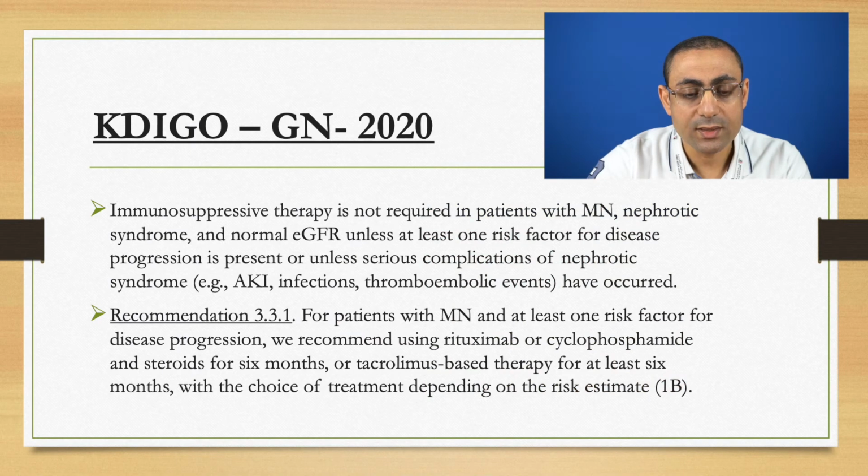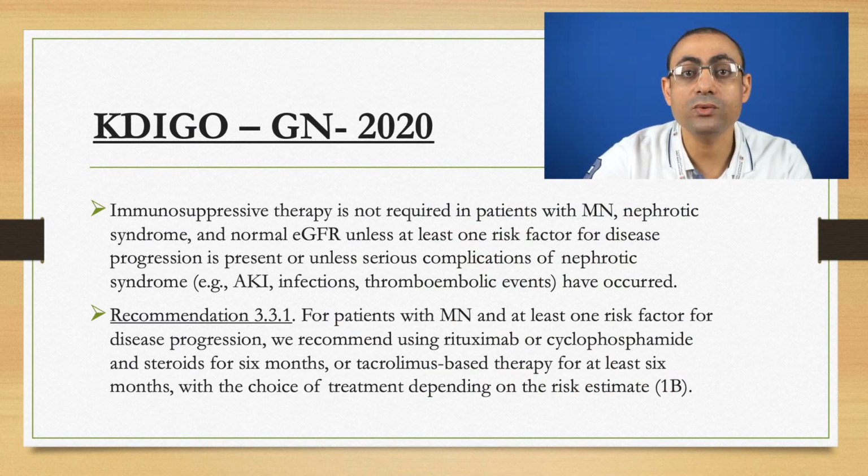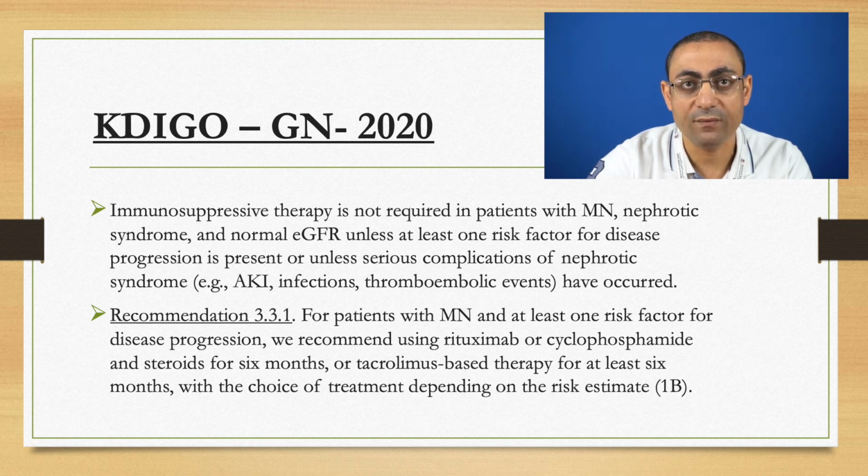The guidelines say that immunosuppression therapy is not required in patients with membranous nephropathy with normal GFR unless at least one risk factor for disease progression is present, or unless serious complications of the nephrotic syndrome like AKI, infections, or thrombotic events have occurred.